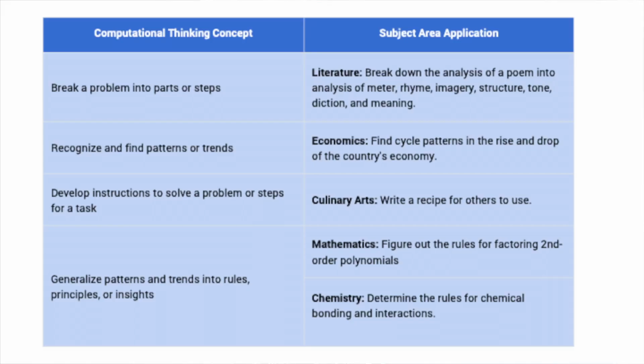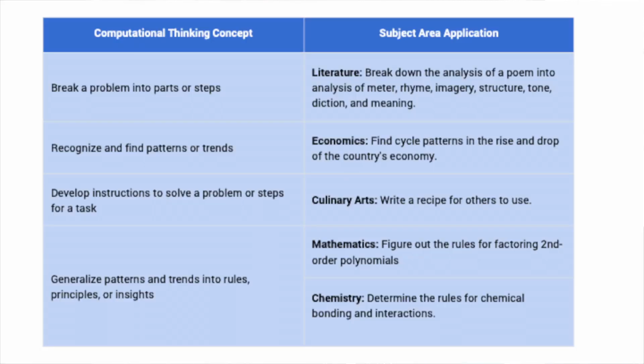We can recognize and find patterns or trends. In economics, we can find cycle patterns in the rise and the drop of a country's economy. So what is making things go up? What is making things go down? Is it purchasing? Is it something like COVID? If we look at the pandemic data and how it affected the economy, it's a good way to look at pattern recognition.